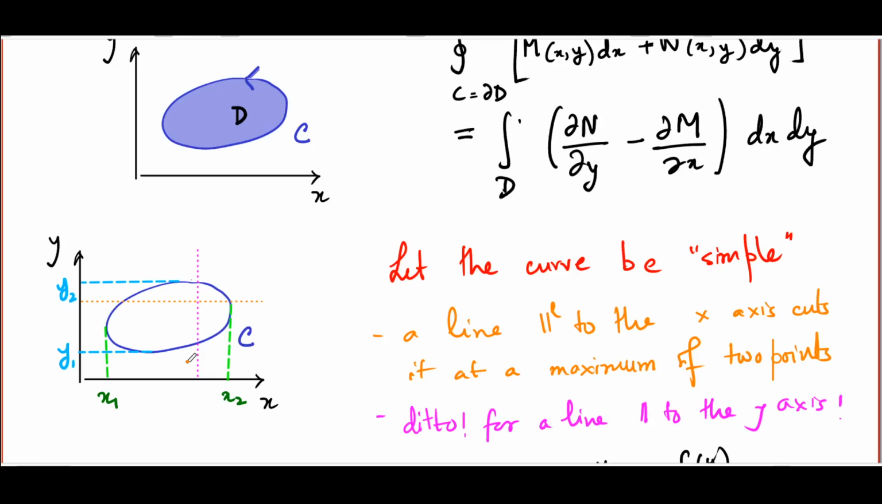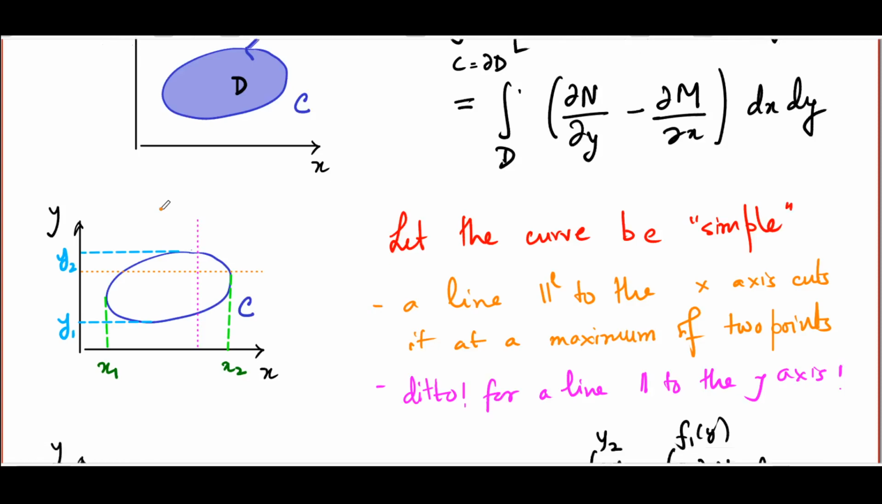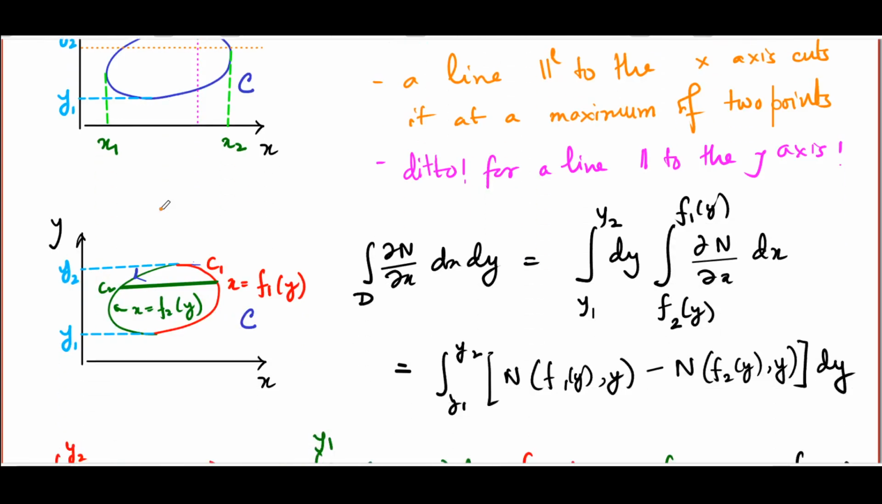And that is the simplest possibility for closed curves. Now, this will happen not only for lines parallel to the x-axis, this will also happen for lines parallel to the y-axis, like the purple vertical line here. It will cut the curve, if at all, at a maximum of 2 points.